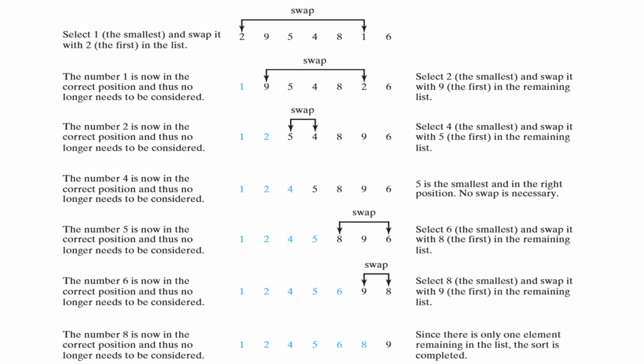Now number 1 is in the correct position. So next we will go for the next one. 9 is the next element, and the remaining smallest element in the list is 2. So 9 is greater than 2, so we have to swap it. So 2 will come to the 9's place and 9 will go to the 2's place.